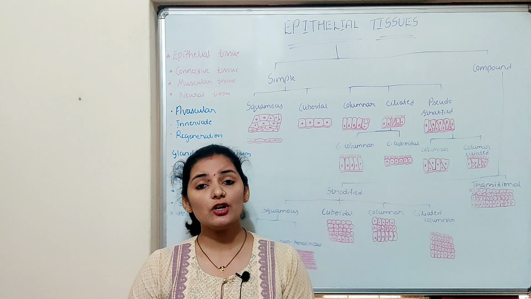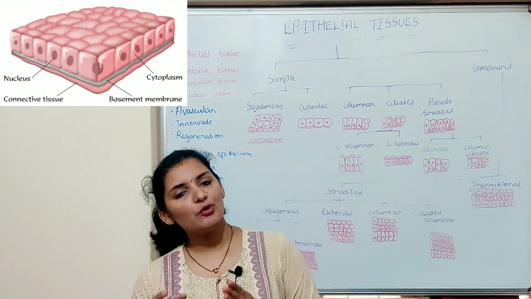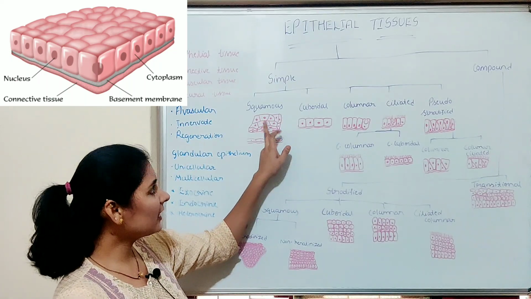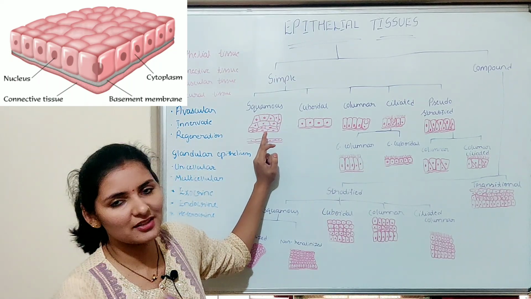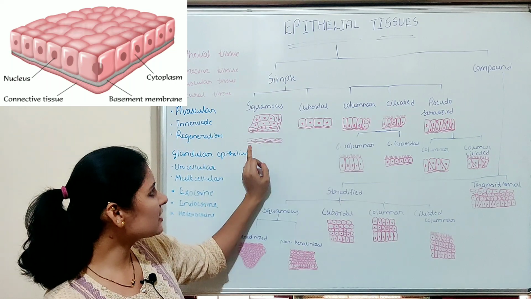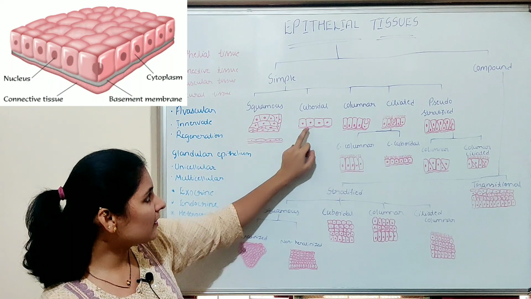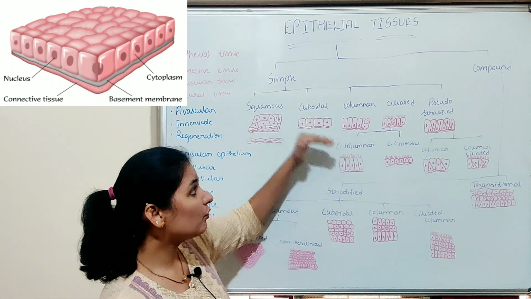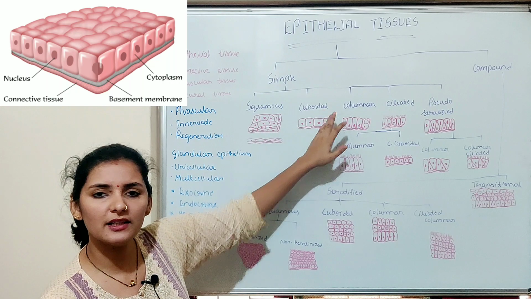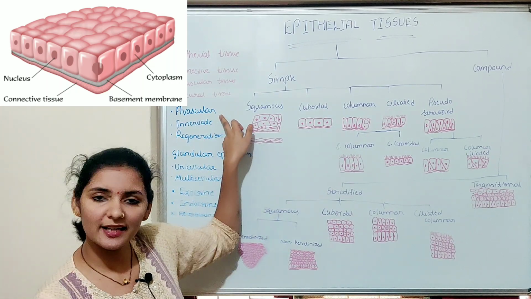If we talk about the main features, epithelial tissue is made up of many cells that are compactly arranged with very little intercellular matrix. The layer of the epithelial tissue rests on a thin layer of basement membrane. As you can see in this diagram, this is the basement membrane on which the epithelial layer or epithelial tissue rests. The epithelial tissues are avascular in nature.